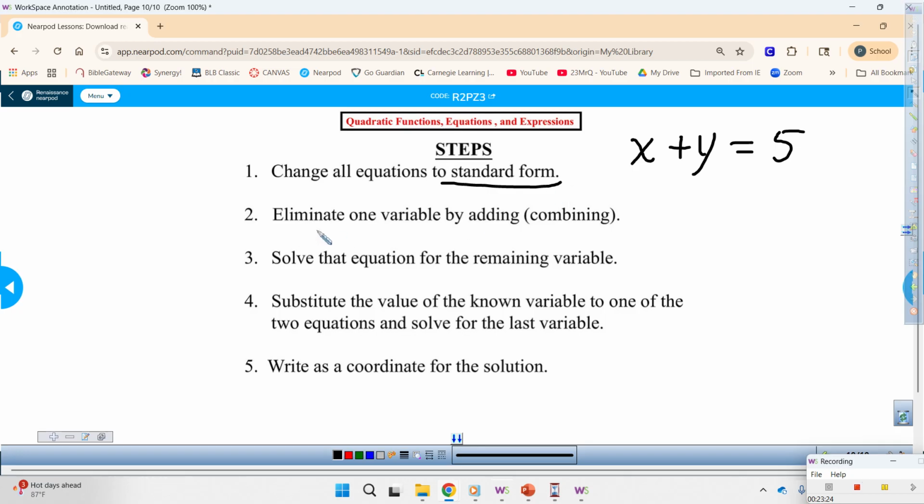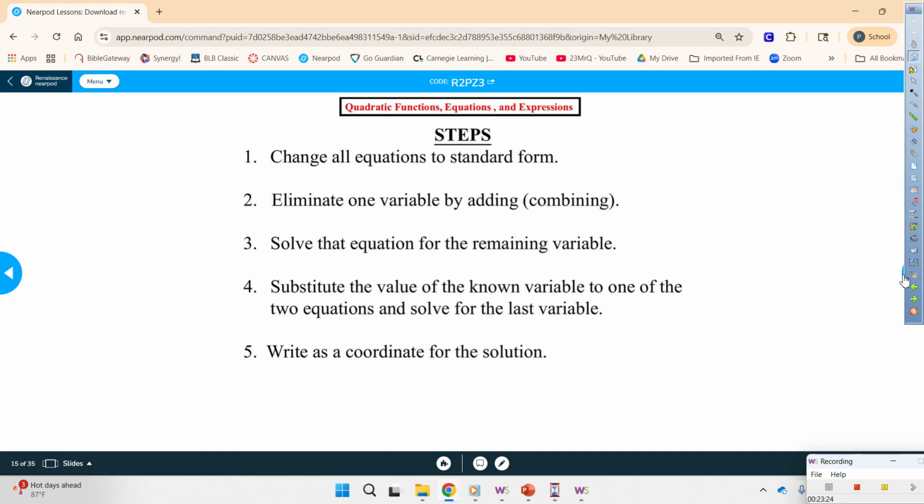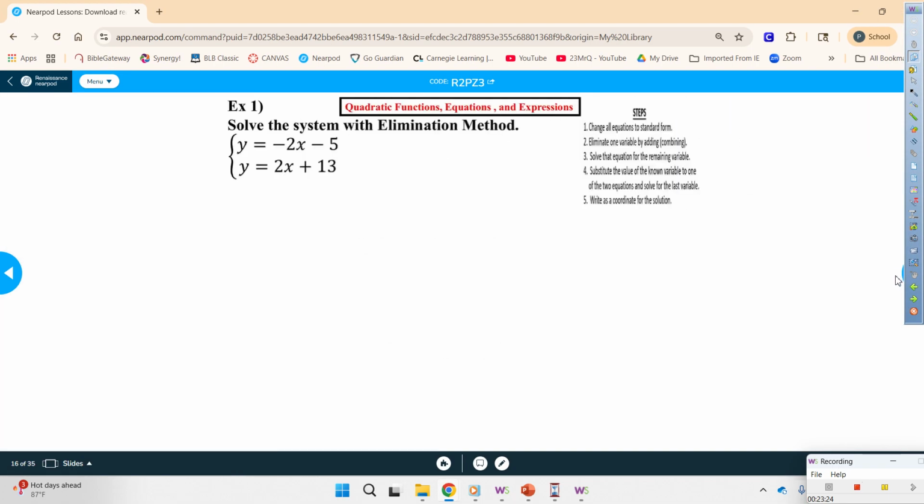Next, we're going to eliminate one of the variables by adding, or in other words, by combining both equations. From there, we solve the equation that remains for that variable, substitute that into one of the equations, and at the end, we write the coordinate as a solution. All right, let's get cracking. Copy this one, example number 1. Write the whole thing, not the steps, just write the instructions.